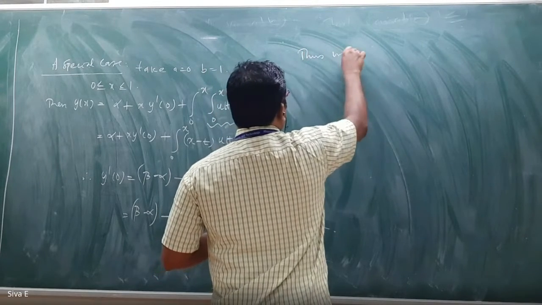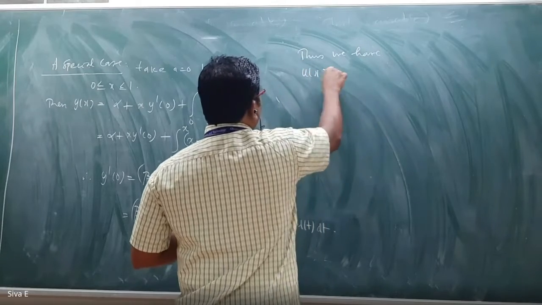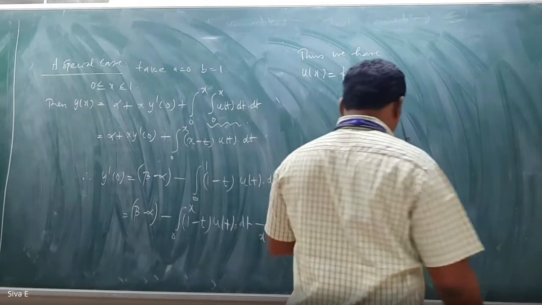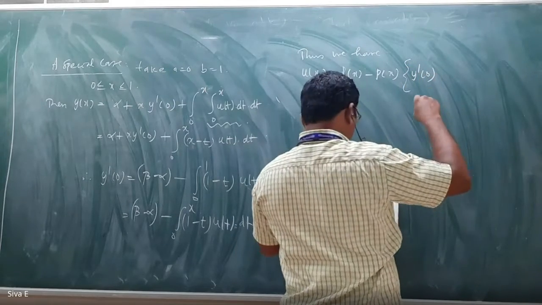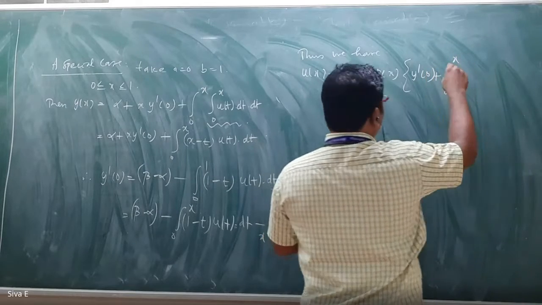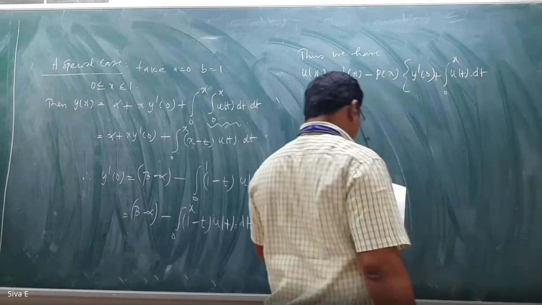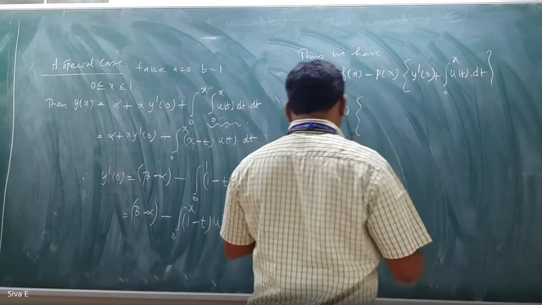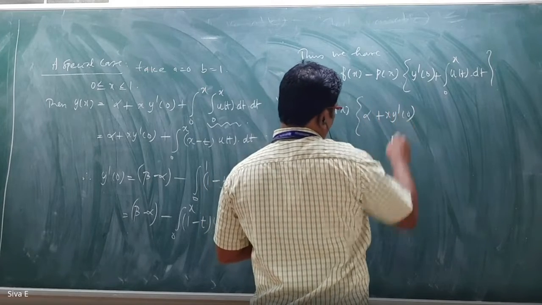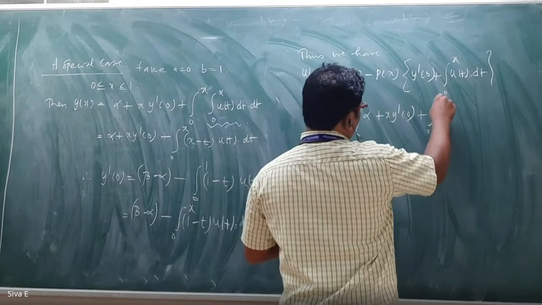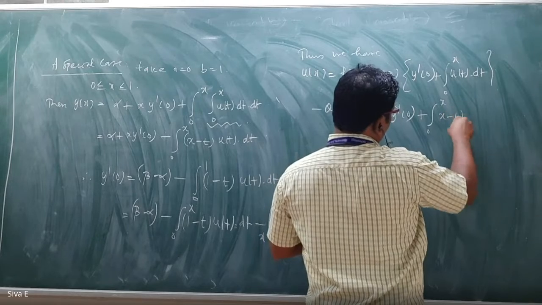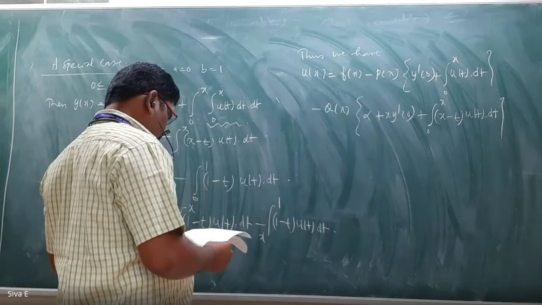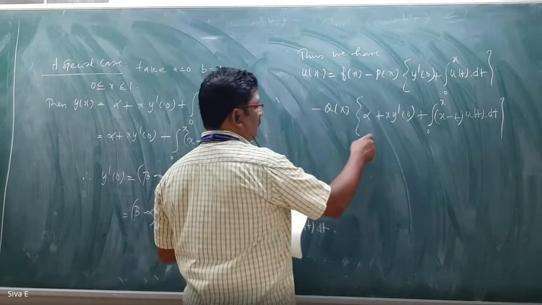Thus we have u of x equal to f of x minus p of x times y dash of 0 plus integral over 0 to x u of t dt, minus q of x times alpha plus x y dash of 0 plus integral 0 to x, x minus t u of t dt. So that is the general formula.